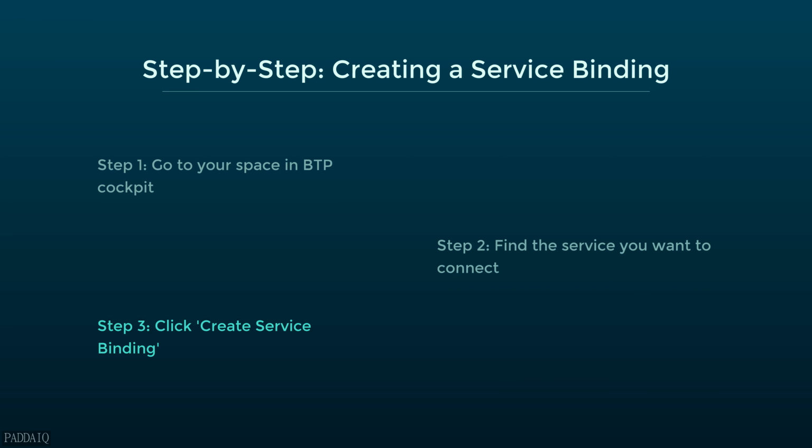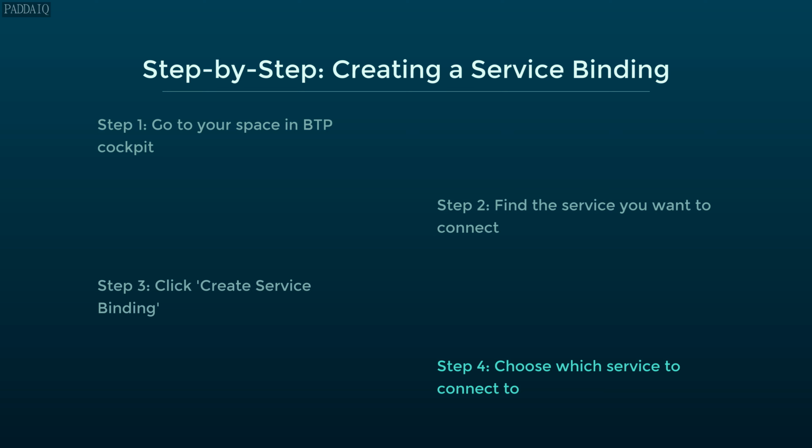Step 3. Click Create Service Binding. This action initiates the connection process between your application and the cloud service you selected. For example, to connect your app to an SAP HANA database, you click this button to start forming that secure link. This step officially begins establishing the binding, so your application can securely access the service.